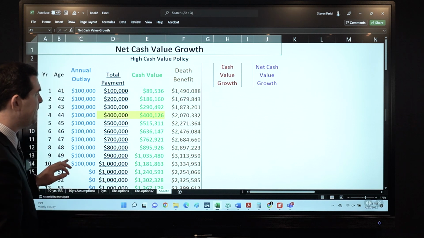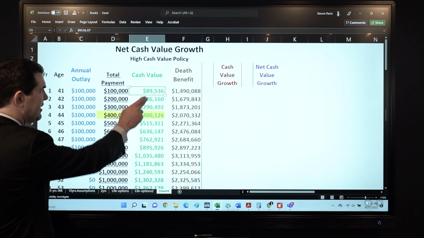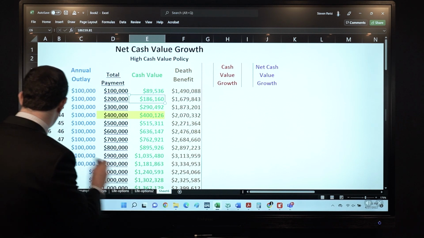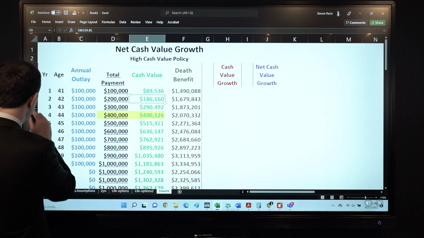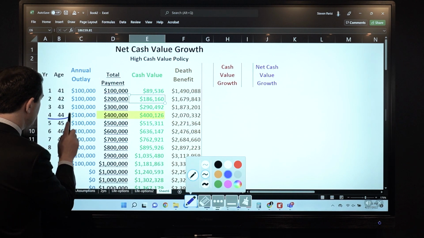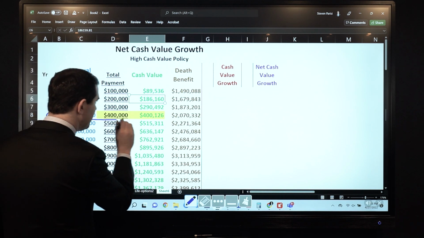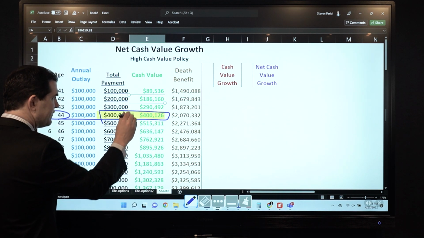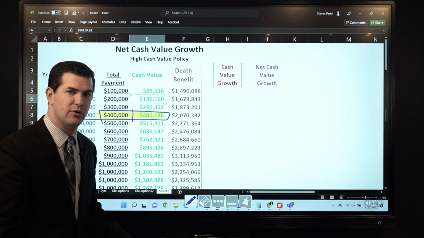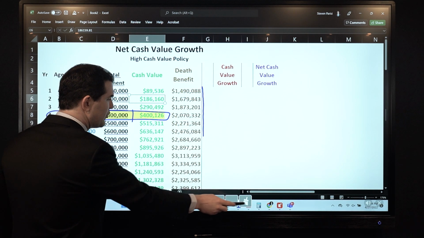So here we've got the same policy. There's our first year, 89,000 and change. Second year, 186 and change. What is highlighted in yellow represents the break-even point. What that means is by year 4, if this is your policy, you've paid in $100,000 per year for 4 years, which is $400,000, and you have $400,000. You also have that death benefit that is appreciating over time as well.